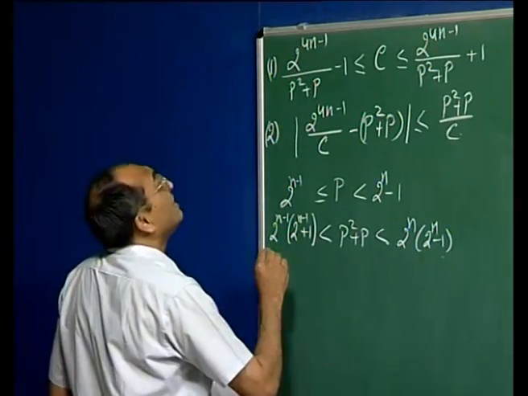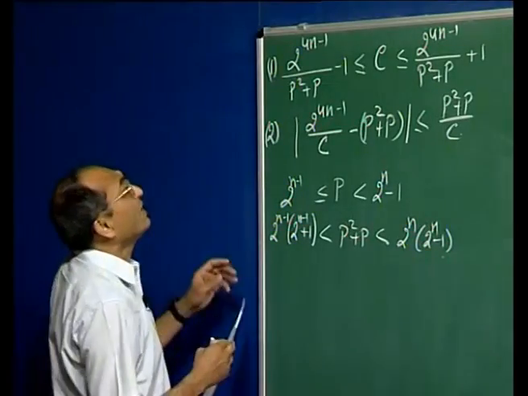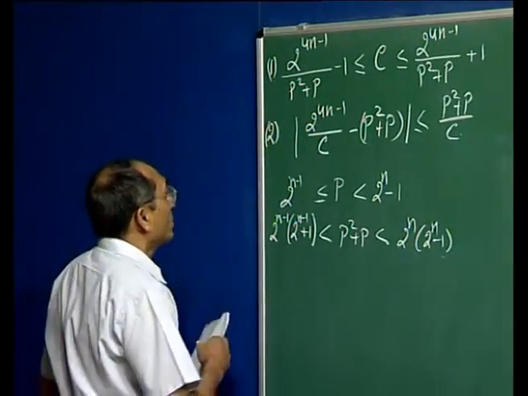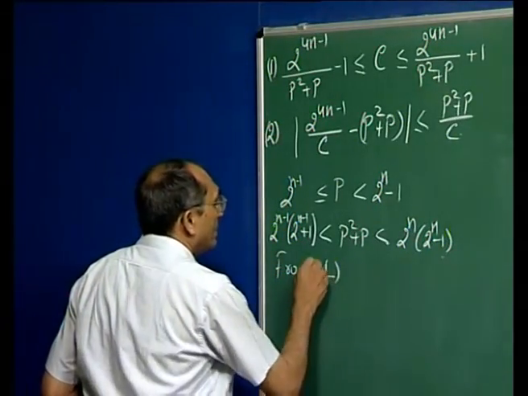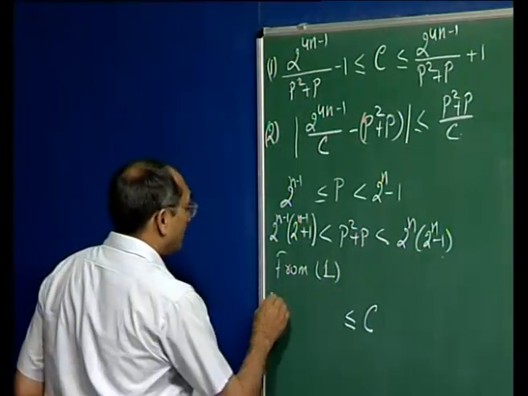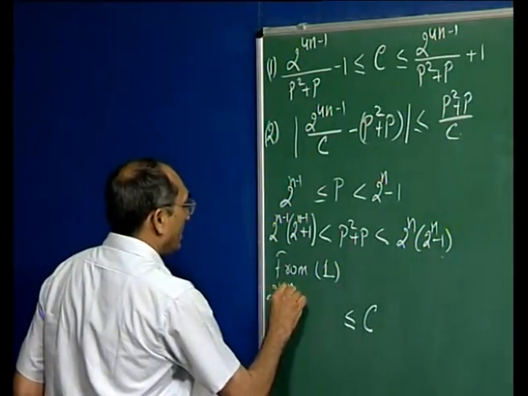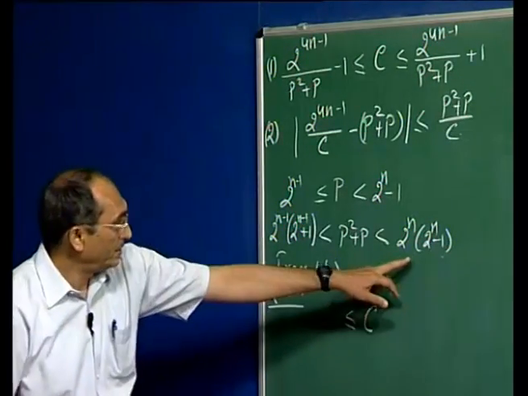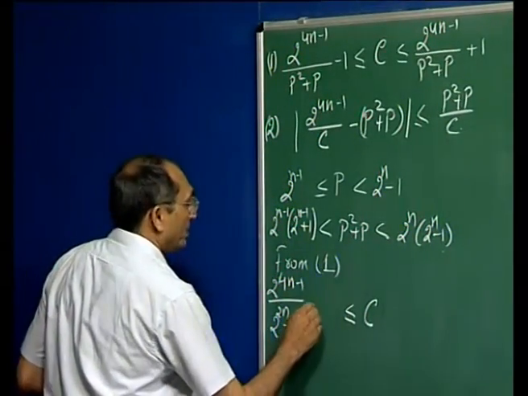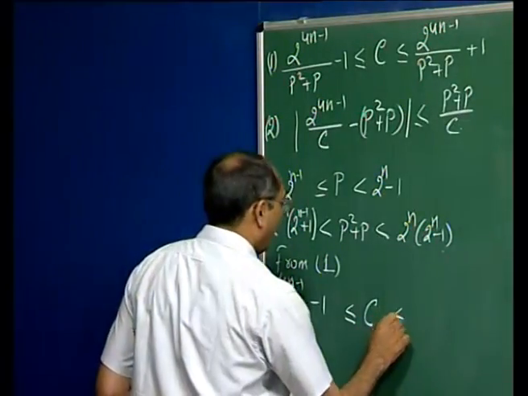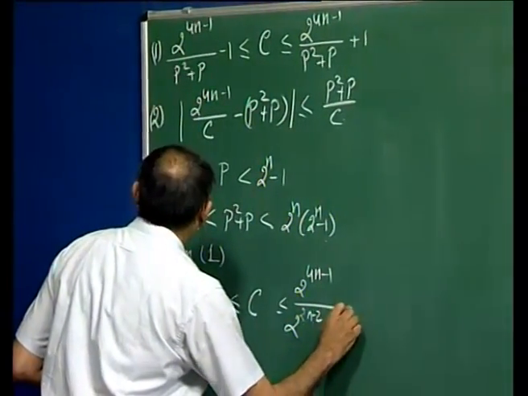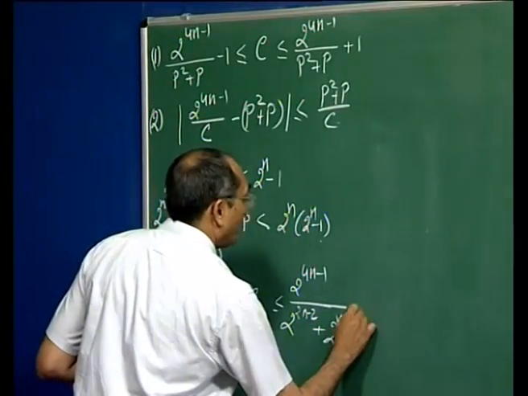Okay. So, that gives me a lower and upper bound for p square plus p. I am going to plug this in and get yet another bound for c. So, from 1, what I find is that c on this side is 2 power 4n minus 1, and I am going to plug in the larger of the two values, that is 2 power 2n minus 2 power n minus 1. Over here, 2 power 4n minus 1 by 2 power 2n minus 2 plus 2 power n minus 1, and plus 1.